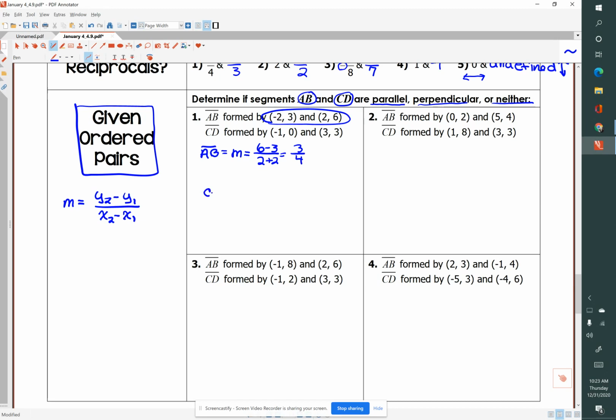Now we'll work line CD, and I don't think the equal sign is appropriate. I think I'm going to put a colon, and then M equals, it will be 3 minus 0 divided by 3 minus negative 1, which is plus 1, which is also a slope of 3/4. These two have the same slope, both of them. M equals 3/4. So those two lines are parallel.